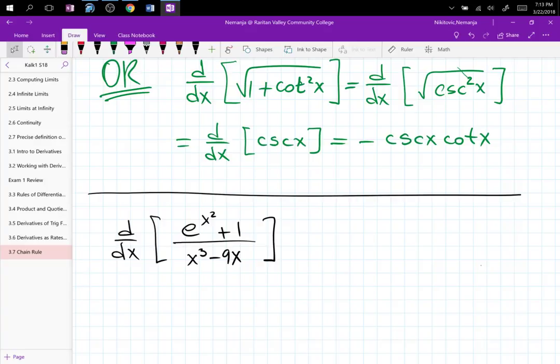Yep, the x squared. If that was e to the x, this would just be the very basic, everyone should know it by now, quotient rule. But it's not e to the x. It's e to the x squared. And that's what makes it a chain rule right there. Now the problem is still a quotient rule problem. But when we get to the point to take the derivative of the numerator, then the chain rule kicks in. So this is chain within quotient.